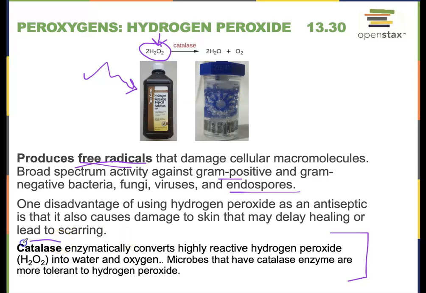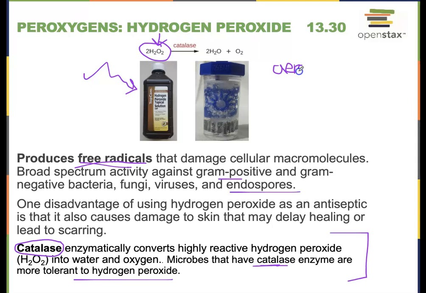Catalase is an enzyme, and you guys have learned this one. Catalase enzymatically converts the hydrogen peroxide into water and oxygen. So microbes that have catalase in them already are going to be a little bit more tolerant to hydrogen peroxide. They're already equipped with the catalase enzyme, so they can break down the hydrogen peroxide. Why do these organisms have catalase in the first place? It's because they're aerobes, right?